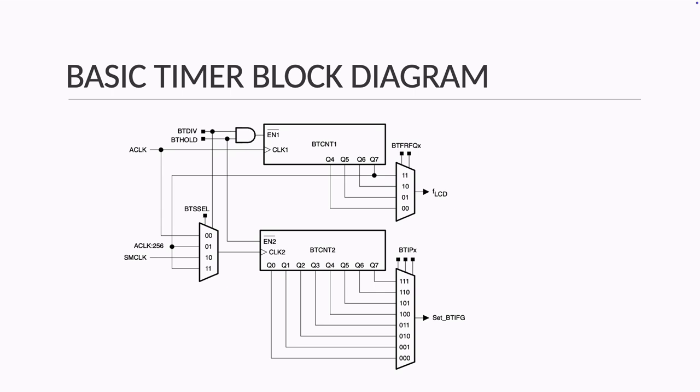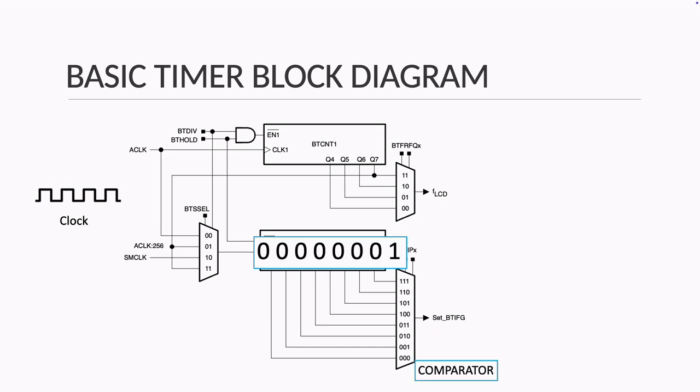Let's begin by analyzing the timer module of the MSP430 microcontroller. The timer module is composed of a clock, a comparator, and a counter. When the counter reaches the configured threshold, an interrupt is triggered.